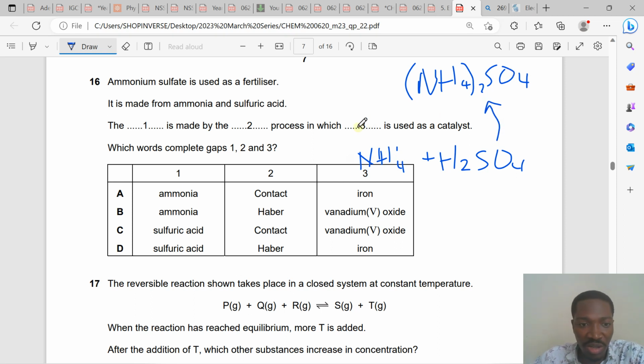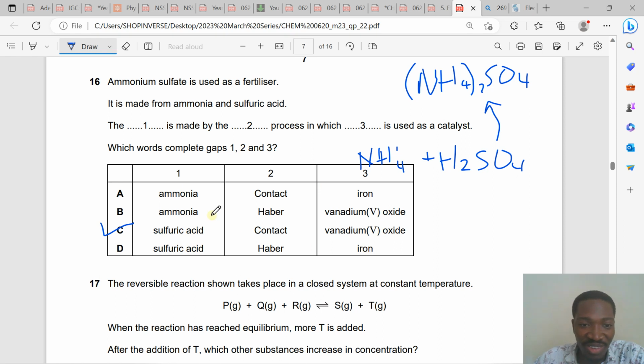So you start with ammonia, you start with sulfuric acid. Sulfuric acid is made by the contact process, in which vanadium(V) oxide is used as a catalyst. Okay, so that's it. Sulfuric acid is made by Haber process.